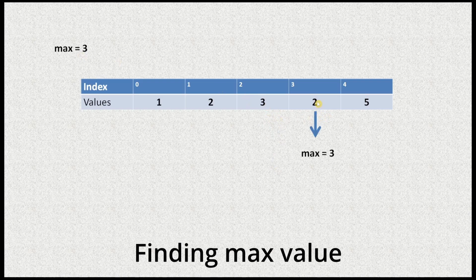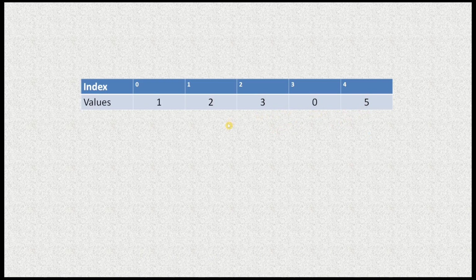Now 2 is not greater than 3, so we don't have to assign anything to it, so we'll leave our max value as 3. Now we come to our last data point. Since 5 is greater than 3, which is our previous maximum value, we have to assign 5 as our maximum value. So this is one way to find out the maximum value in a list. Same concept can be applied for the minimum value as well.